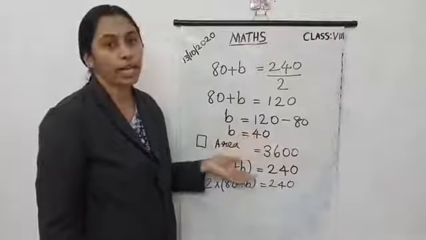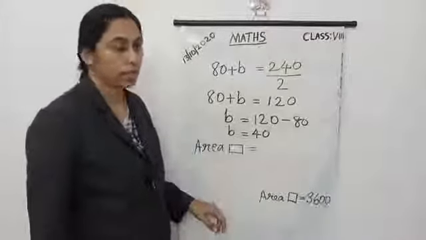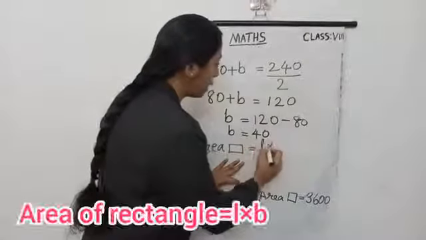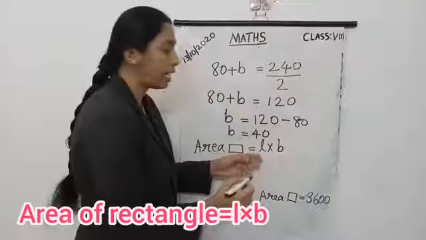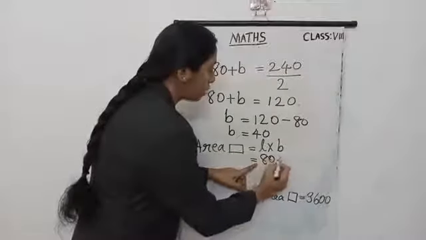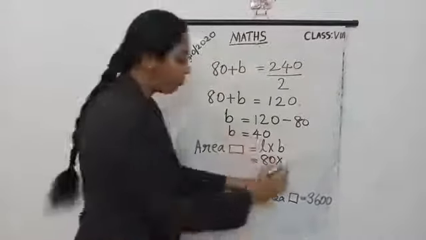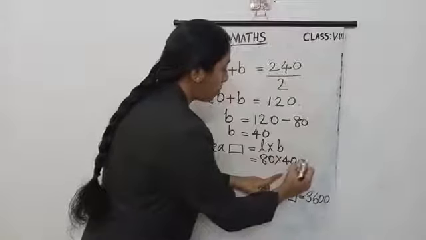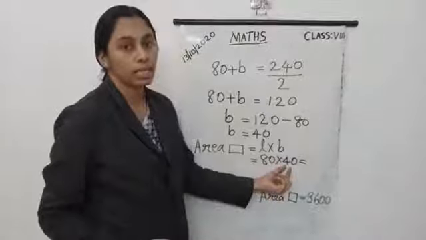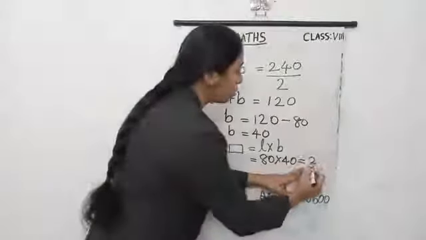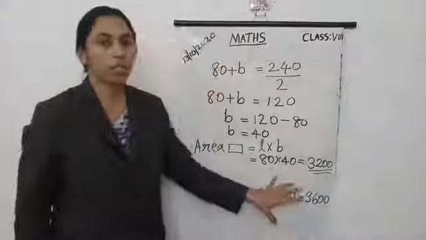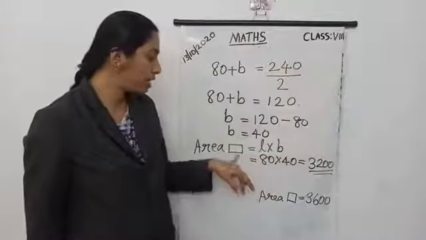Now we can find its area. So the area of the rectangle is equal to length into breadth. Length is already given in the question. That is 80 into breadth 40. So now multiply 80 into 40, we get 8 fours are 32. So this is 3200 meters square.